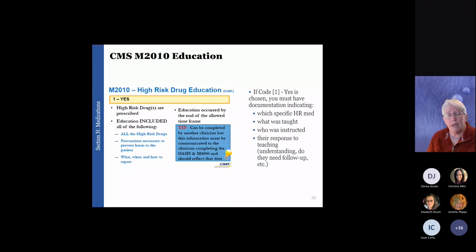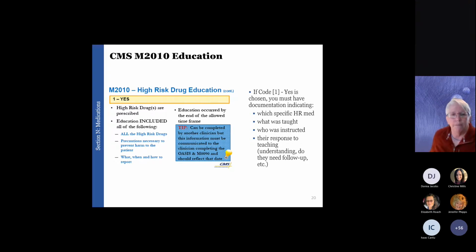There should be documentation that shows what specific high-risk meds they did teach on, who they taught it to, what they taught about, what the patient's response to the teaching was, did they understand, and do they need follow-up? They probably will need follow-up on the next visit to make sure they understood the indication that they were shaking their head to on the visit before. Did they really get it, or were they just shaking their head and the minute you were out the door, they're like, what am I supposed to do with this?